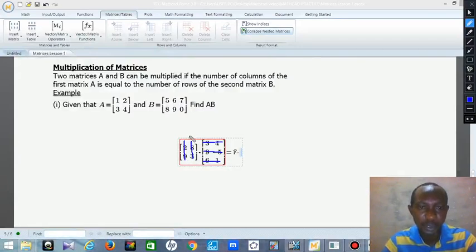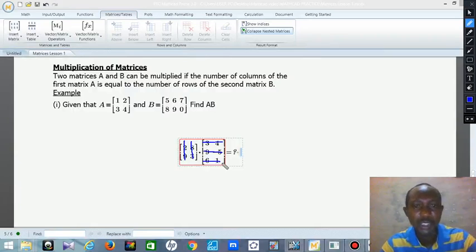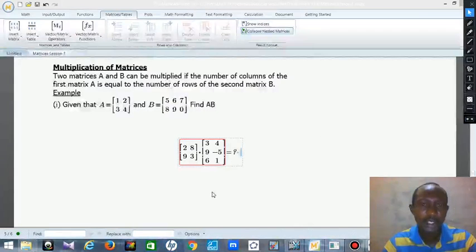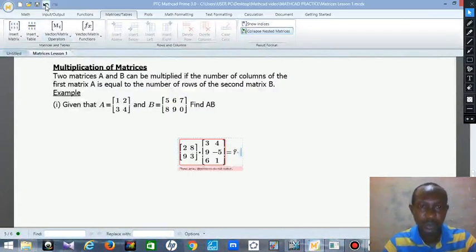As long as the number of columns of the first matrix is not equal to the number of rows of the second matrix, then you cannot multiply these matrices. It's not possible. So take note of that. But if you want them to be possible for multiplication, then make sure the number of columns is equal to the number of rows. So take note of that.